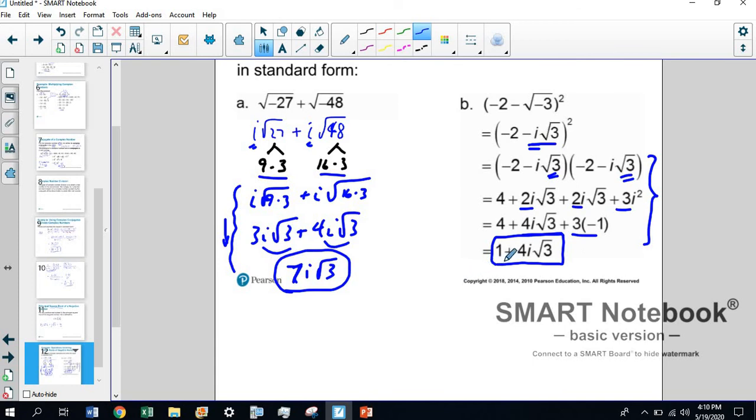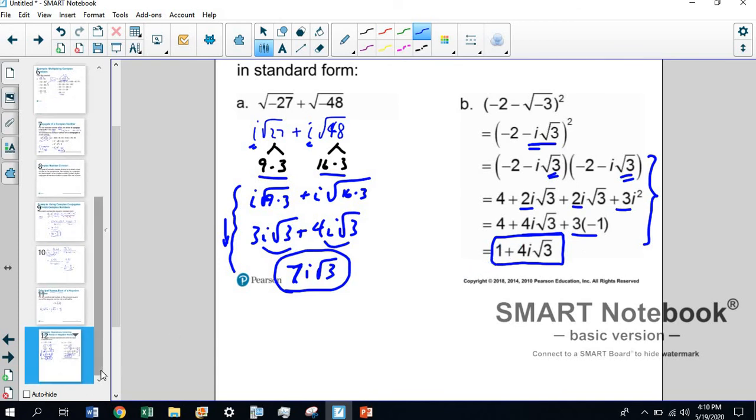Okay? So hopefully that's not an issue. So take a look at those. There's plenty of problems to practice on. And if you have any questions, as always, reach out to me. And there you go. That's complex numbers.